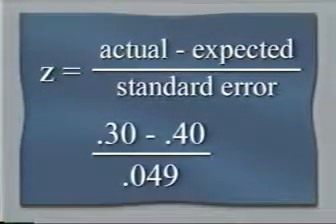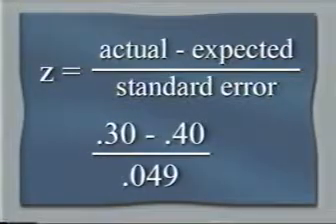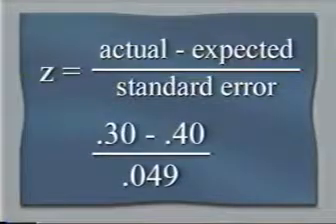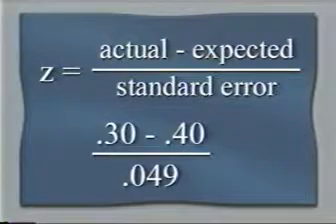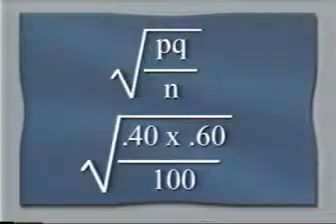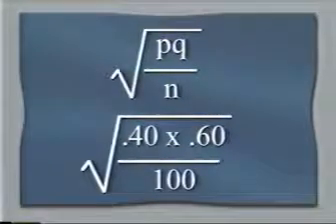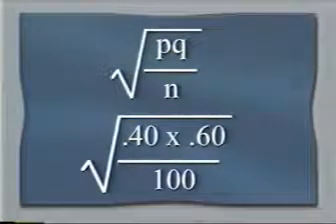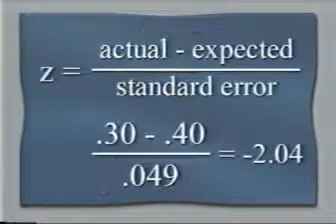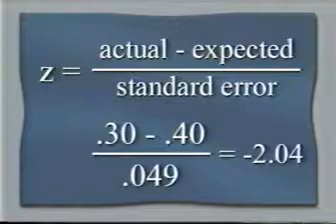Of course, now we complete the formula with numbers. Z equals 0.30 minus 0.40 over 0.049. That 0.049 is the standard error, and it was obtained by multiplying 0.40, the p, by 0.60, the q, dividing by n, 100, and taking the square root. The z value is negative 2.04.